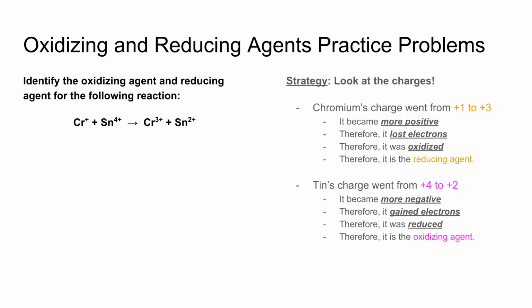We can use the same strategy for tin. If we look at tin, it went from +4 to +2. Tin became more negative, so it must have gained electrons. And if you gain electrons, you become reduced. And if you become reduced, you're an oxidizing agent.